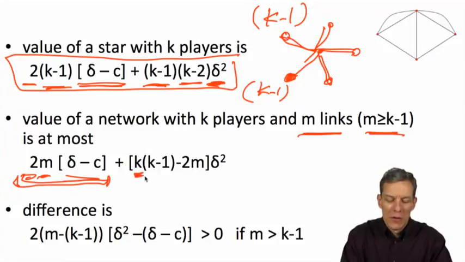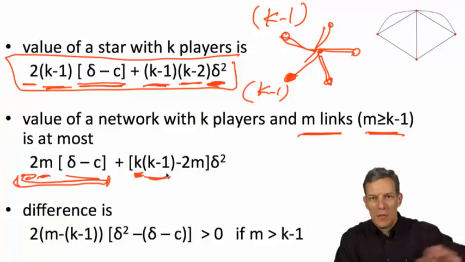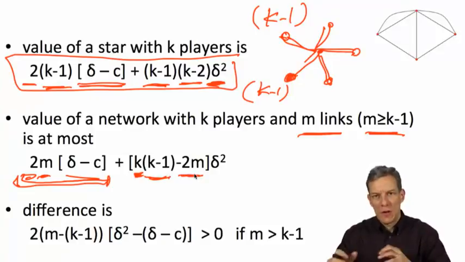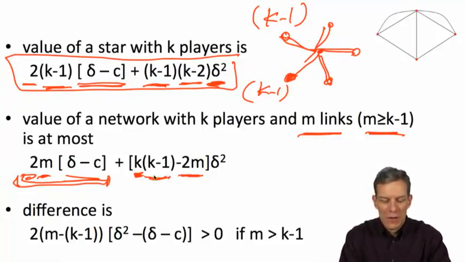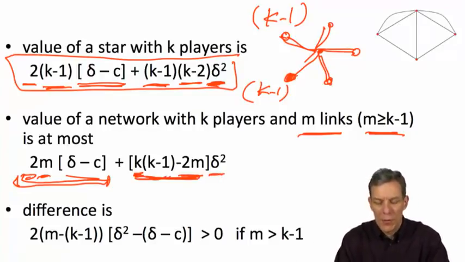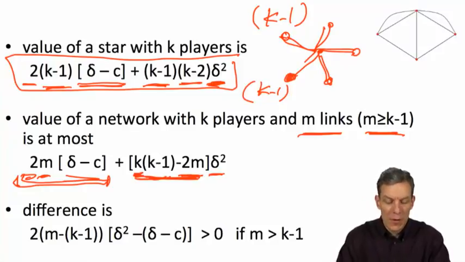And the most you could be getting indirectly is you've got k players, k minus 1 other people that they could be connected to. 2m of those connections are direct connections. So the remaining connections, this is how many remaining indirect connections there can be, and at most they could be with delta squared. Okay, so this is the maximum possible value we could imagine for some other component with m links.